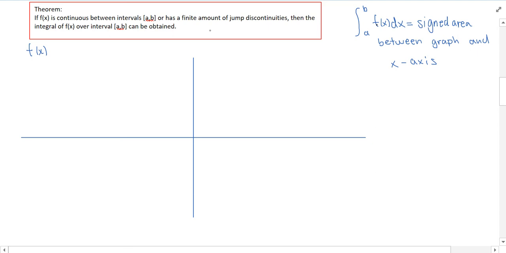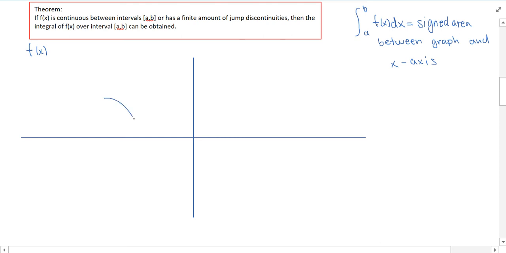Now here we have a theorem, and the theorem reads that if f(x) is continuous between interval a to b or has a finite amount of jump discontinuities, then the integral of f(x) over interval a to b can be obtained. So if we have a graph that is continuous and has a finite amount of jump discontinuities, then we can use the integral to calculate the area under it.